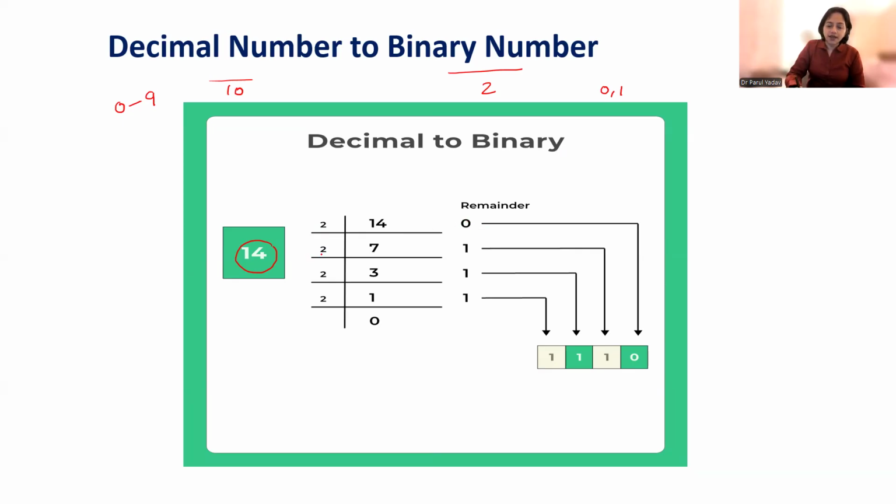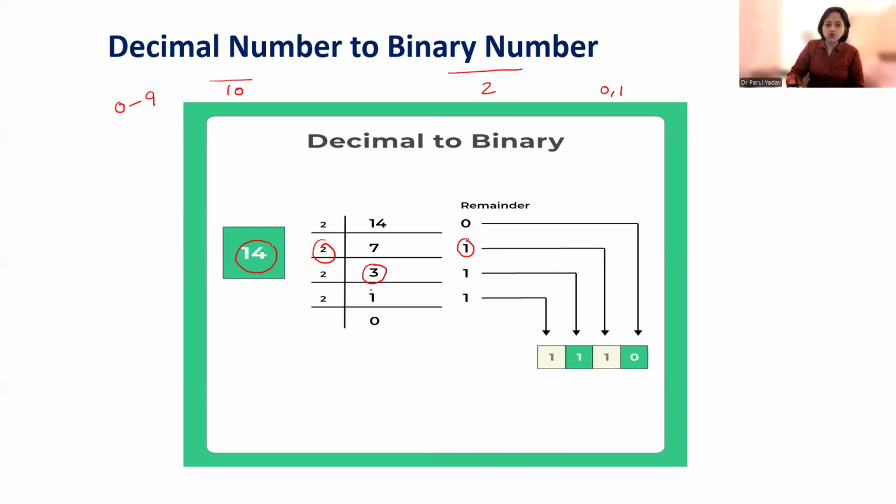Now again, we will divide this 7 by 2. This time, 3 times 2 is 6. So this is 7, this is 6, and here you will get remainder 1. Make sense? And then again, you will divide this 3 by 2.